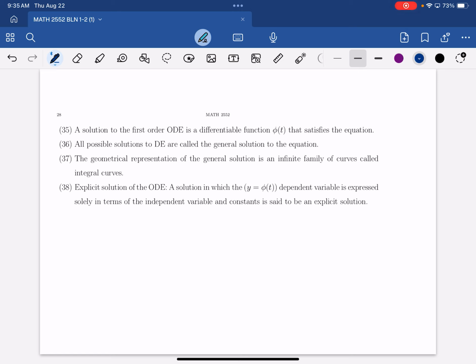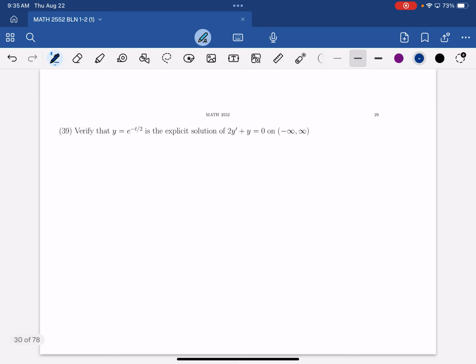Now, the solution can be in 2 forms. One is the explicit solution, meaning you're able to isolate y on one side. The solution will be in the explicit form. Sometimes the solution is in the implicit form. That means you're not able to really isolate y by itself. So what does it mean to be an explicit solution and an implicit solution? We're going to look at that. So verify y equals e to the negative t over 2 is the explicit solution of this differential equation.